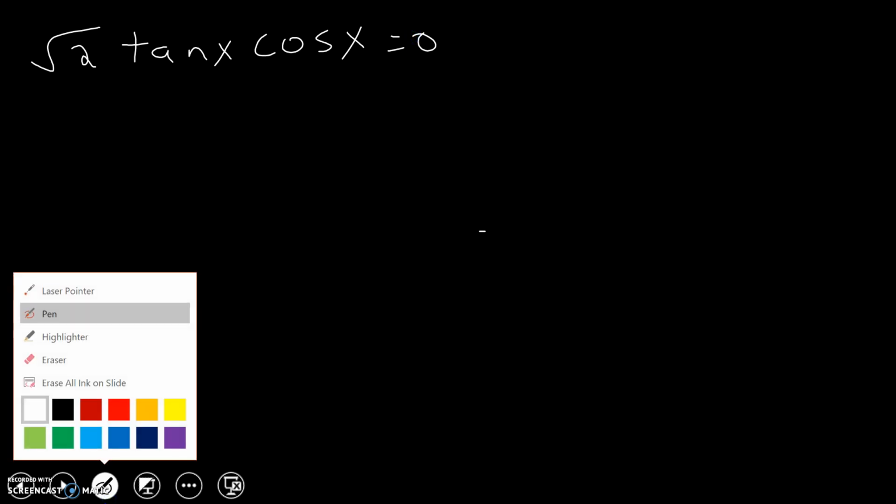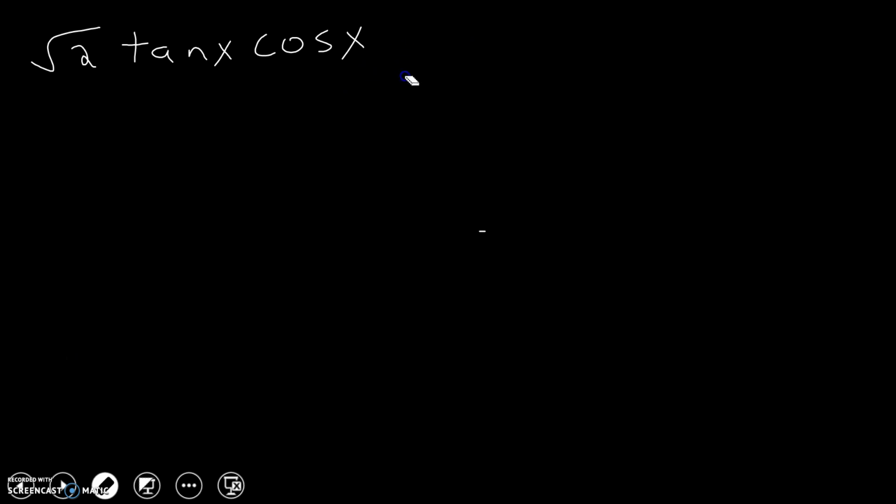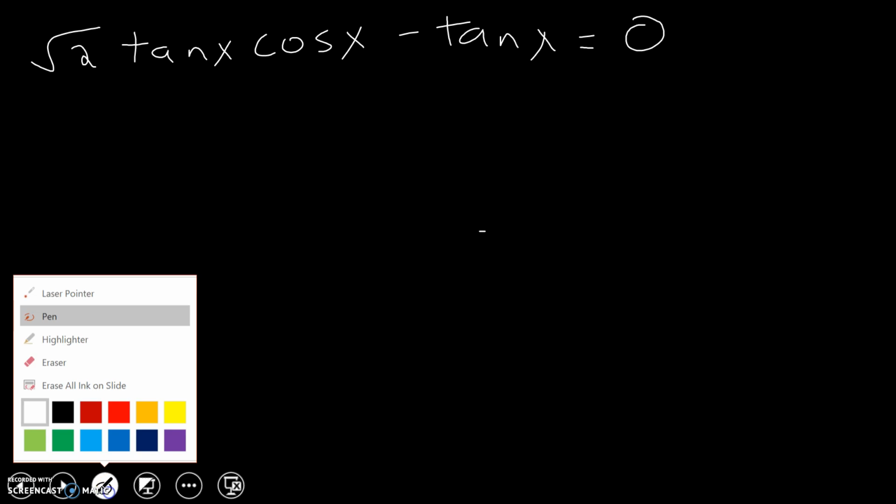It's going to be root 2 tan x times cosine of x, which equals 0. The first thing, oops, my bad, I'm going to rewrite this. It's supposed to be tan x cosine of x minus tan x equals 0. I'm making these problems in my head, so sorry for the mistake.